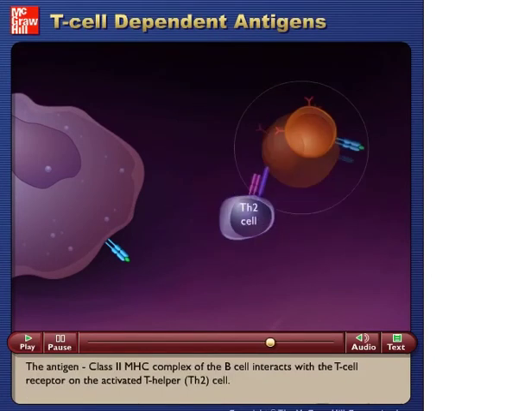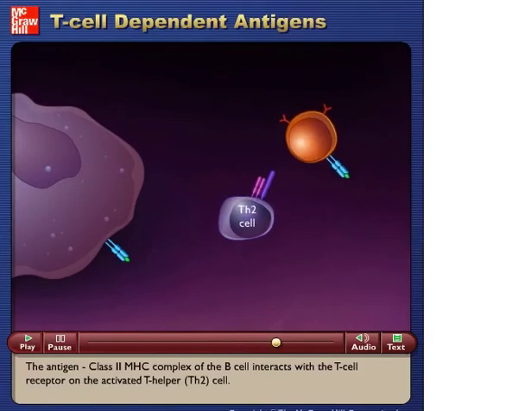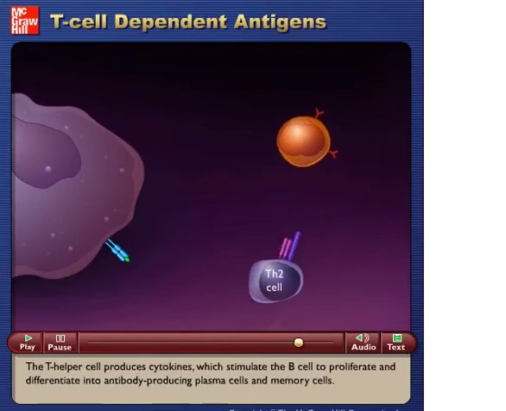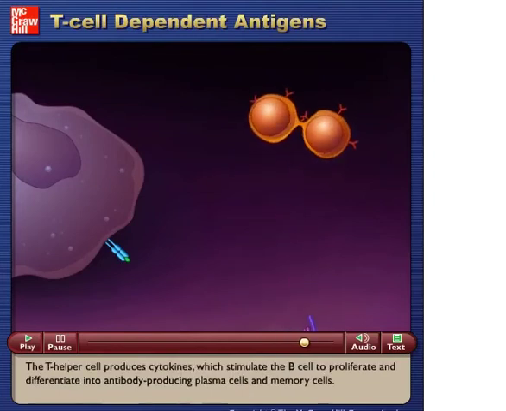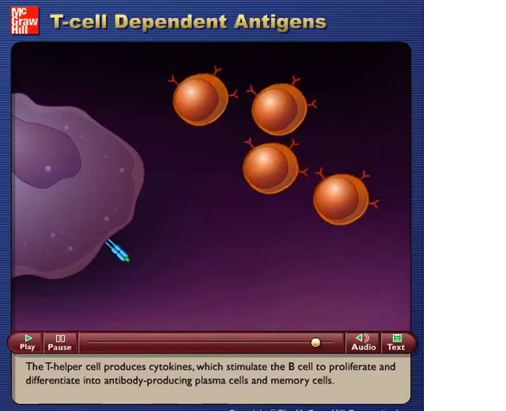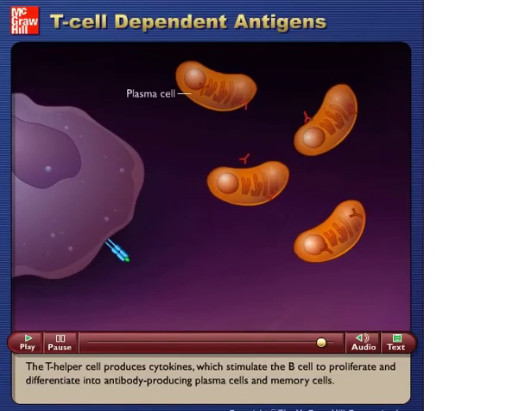The antigen class II MHC complex of the B cell interacts with the T cell receptor on the activated T helper Th2 cell. The T helper cell produces cytokines, which stimulate the B cell to proliferate and differentiate into antibody-producing plasma cells and memory cells.